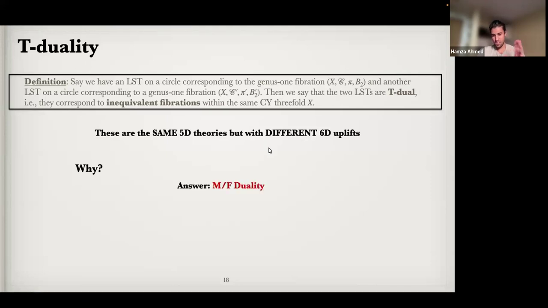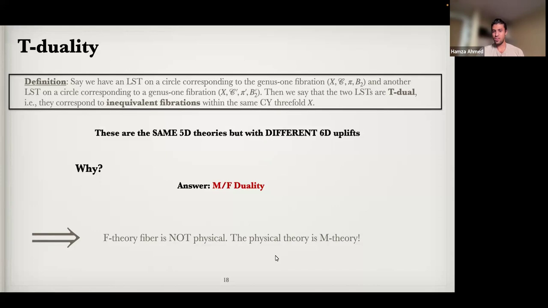Now I'll say something physics motivated, but you can of course question me on this. The point is that in F theory, the fiber is not physical. Moving in the Kähler moduli space of the fiber is not something you can do in the physics. Whereas in M theory, the fiber itself is physical. So you can move in the Kähler moduli space from one fibration to the other.